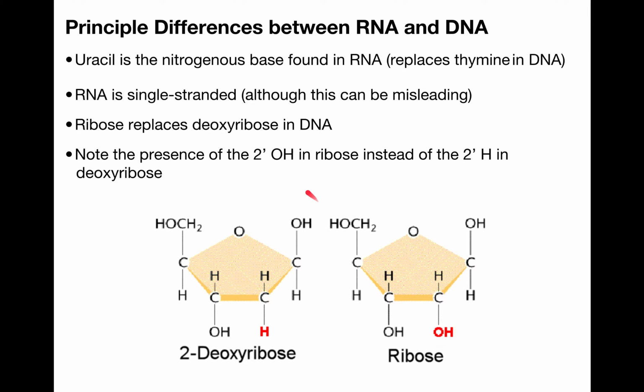And finally, I've also commented on the fact that at the 2' position, here it is again, we're going to find a hydrogen atom in deoxyribose, while we'll find a hydroxyl group at the 2' position of ribose. So these are some differences that distinguish DNA from RNA in respect to the two different types of nucleic acid.